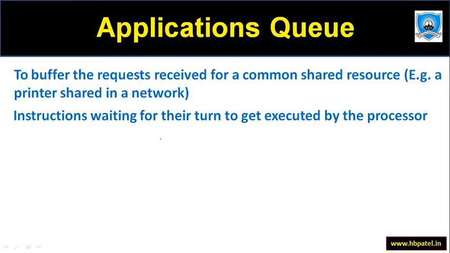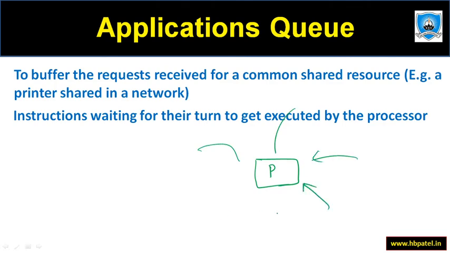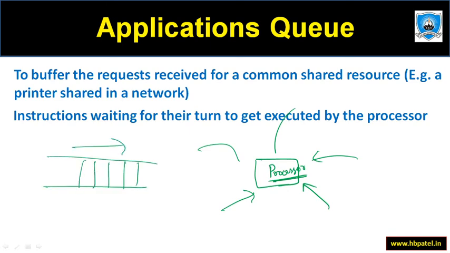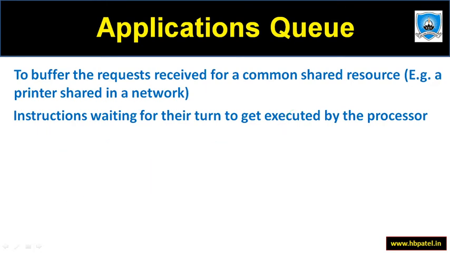Then, instructions waiting for their turn to get executed by the processor. If there is only a single processor but there are multiple requests from different programs for their instructions, the processor is single but programs are multiple. In that case also we can have a queue, and in this queue we can put all those requests, and whoever comes first will be served first, whoever comes last will be served last. So this is a simple example or application of queue.